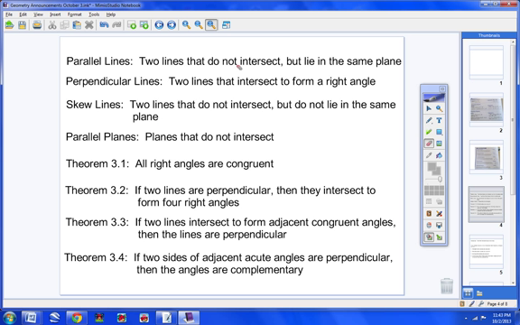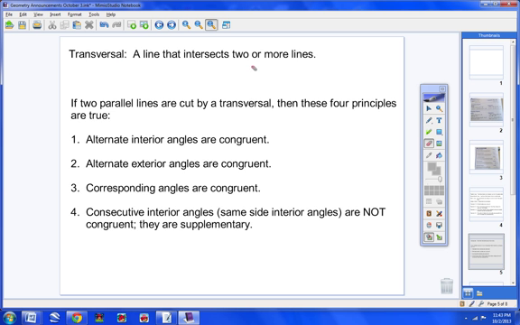Okay, now these are the things that I am going to have on the test, and they will be fill in the blank. Parallel lines, perpendicular lines, skew lines, parallel planes, theorem 3.1, 3.2, 3.3, and 3.4. All of these are fair game for your test. Fill in the blank, all of these. Transversal, another definition, fill in the blank. I mean, it's 99.9% sure. I cannot imagine why I would not ask this question.